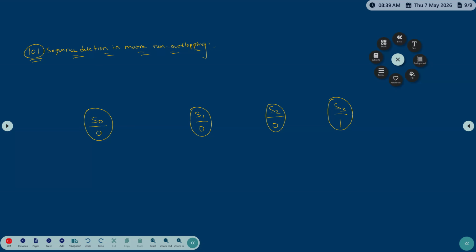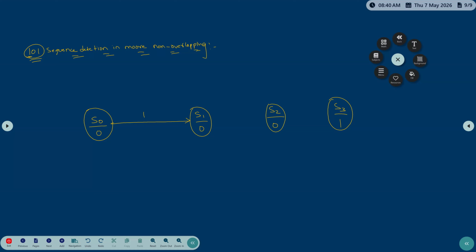Now at S0, there are two chances. At S0, we can get a 0 input or a 1 input. If a 1 input comes, that is the required sequence, so I will go to the next step. Here we will not indicate any zeros or ones on the transitions; only the input will be shown. The state diagram difference is that here only the input is represented, and inside the state the outputs are represented. This is 0, this is 0, this is 0. When it comes to S3, it is 1.